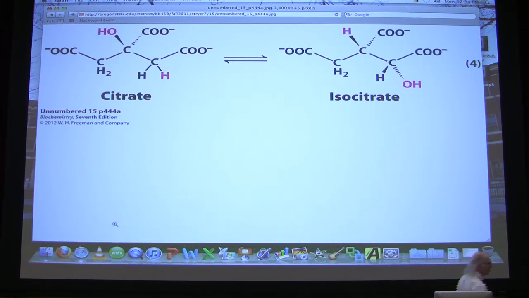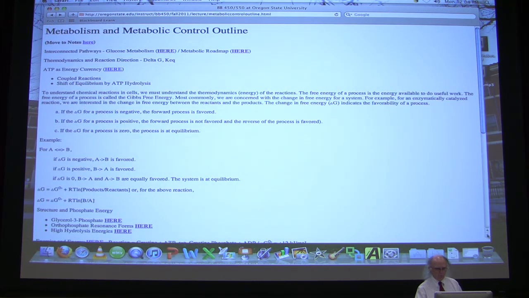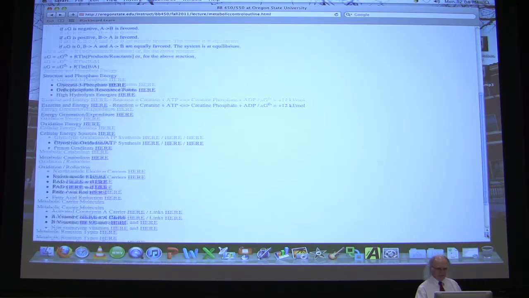Isomerization reactions are also very easy to recognize. We're changing the configuration of a molecule. We're not causing oxidation or reduction or breakage or ligation or any of that. We're simply rearranging it. In this case, citrate, we can see here, is being converted to isocitrate. Basically, this hydroxyl group is moving from here over to here, swapping places with a hydrogen. So a rearrangement reaction is an isomerization. You'll also notice that the reaction types that I give here are slightly different than the ones that were in the table. It's jumping around.